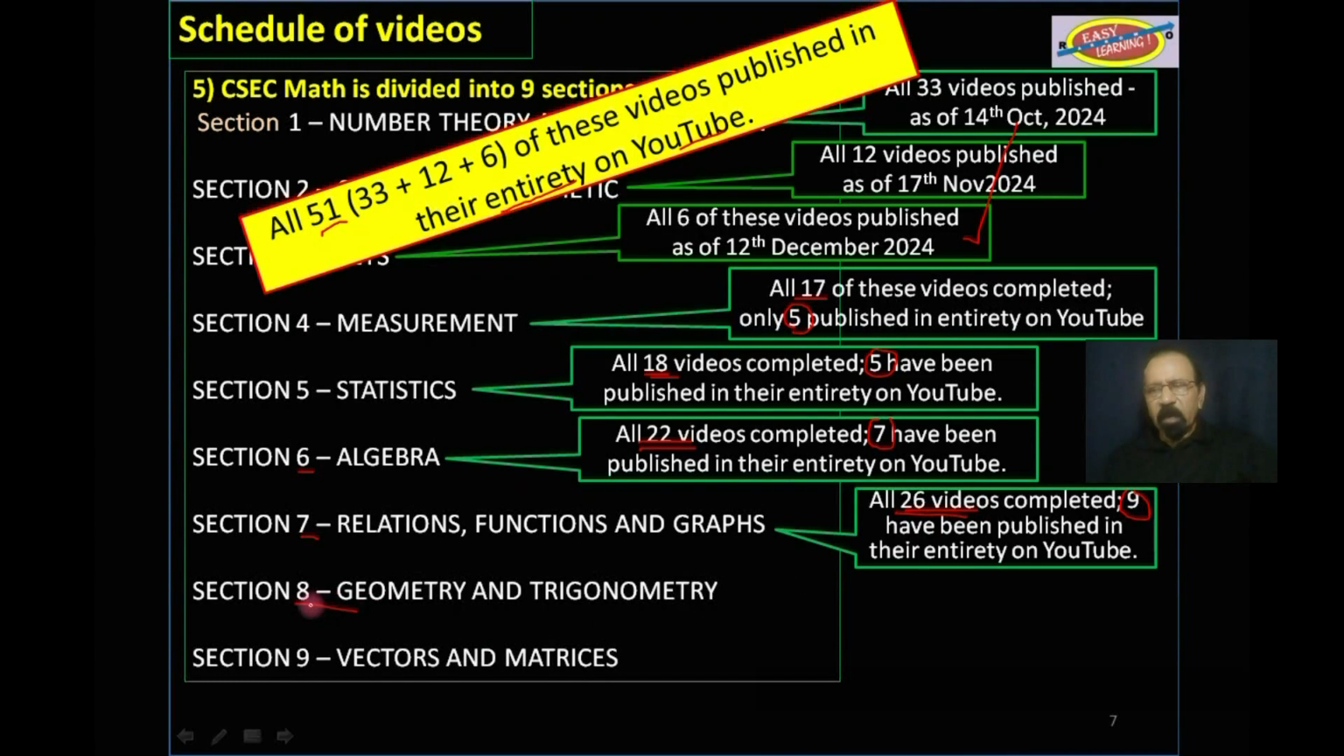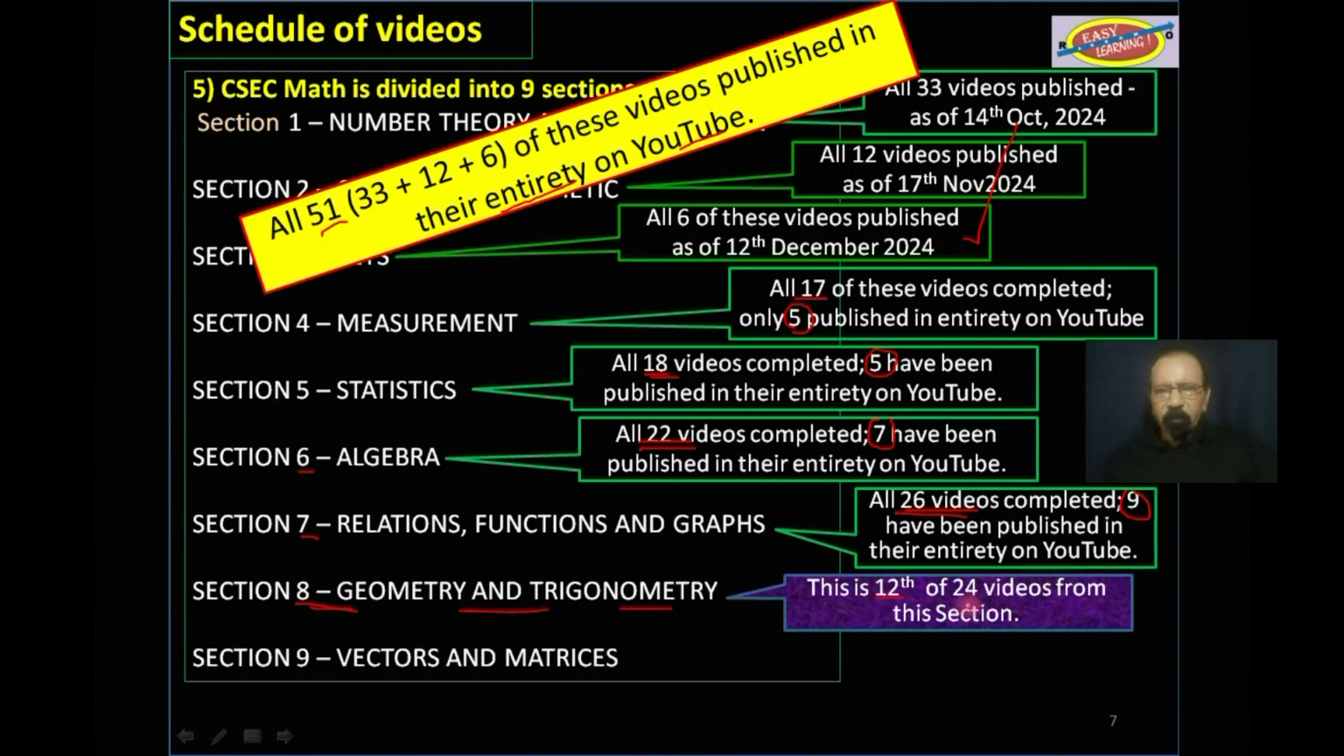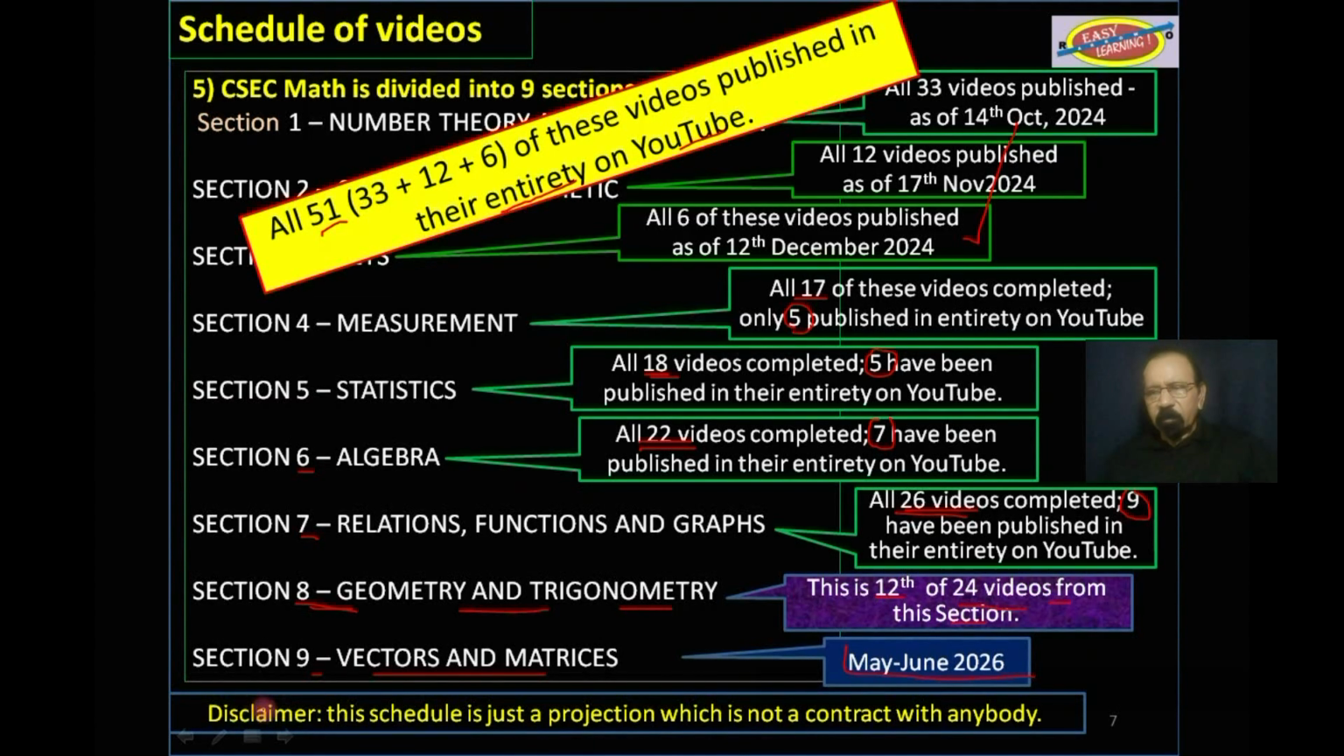We are now at section 8, geometry and trigonometry. This is the 12th of 24 videos from this section. And then after that, we still have to do section 9, vectors and matrices. I was hoping to finish the complete syllabus by May, June 2026. It looked like I would have to go beyond that. Please note this disclaimer down here. This schedule is just a projection and it is not to be interpreted as a contract with anybody.